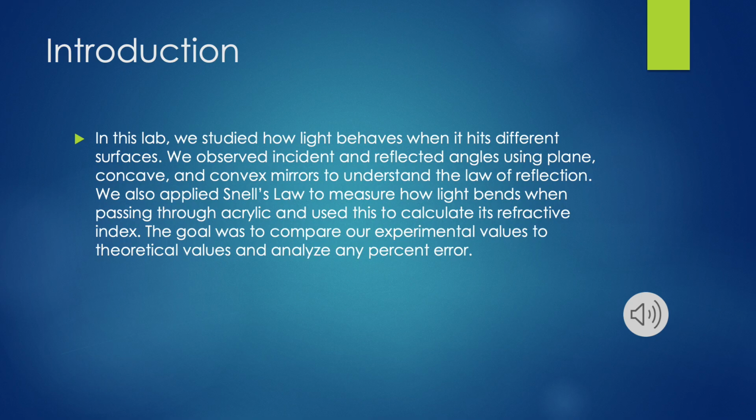In this lab, we studied how light behaves when it hits different surfaces. We observed incident and reflected angles using plane, concave, and convex mirrors to understand the law of reflection. We also applied Snell's law to measure how light bends when passing through acrylic and used this to calculate its refractive index. The goal was to compare our experimental values to theoretical values and analyze any percent error.